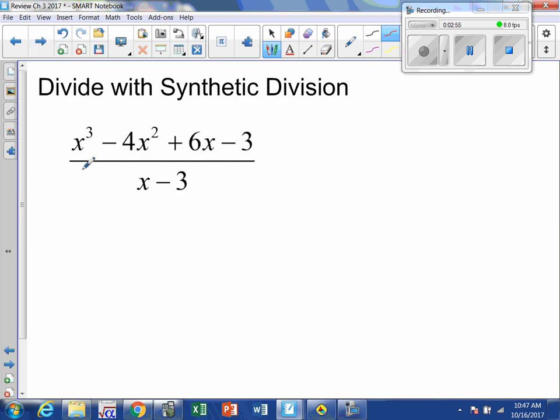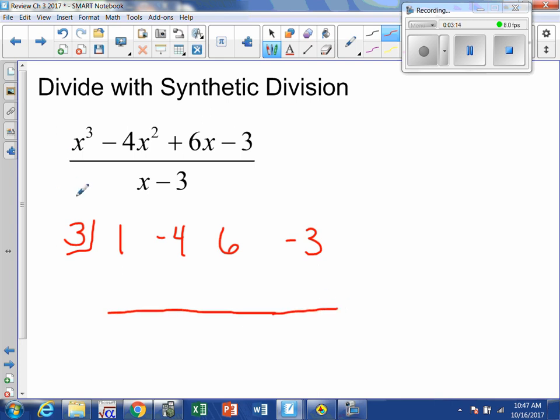If we want to divide with synthetic division, we first have to decide what number goes in the box. And if we're dividing by x minus 3, 3 goes in the box. We have 1, negative 4, 6, negative 3. Remember, if you're missing any terms, if you're missing an x or an x squared, you have to add a 0.